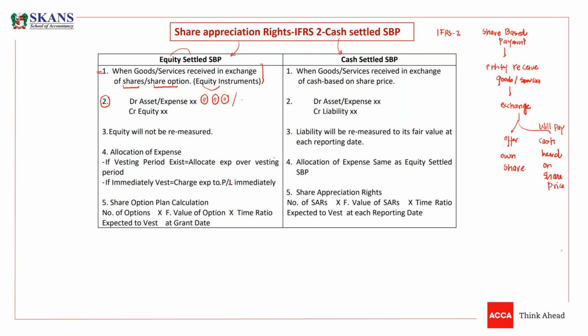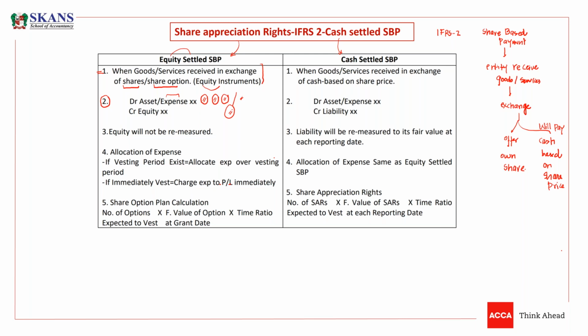But if you are receiving services, then they are being consumed immediately. Like with employees, you are taking services from the employees, and you are giving them shares, or you are promising that you will issue shares, means you are giving them share options, then the debit would be expense. So it could be asset, it could be expense, and the credit should be equity. The most important thing is the credit would be equity.